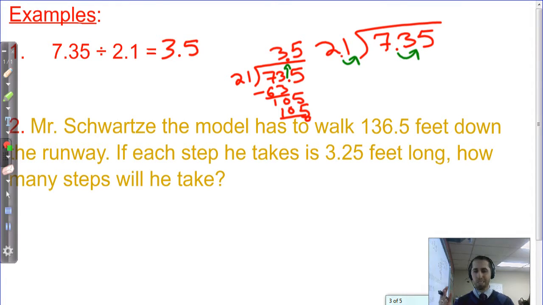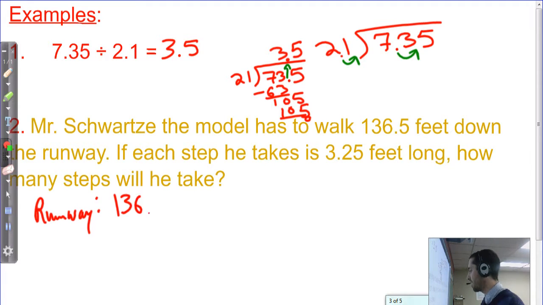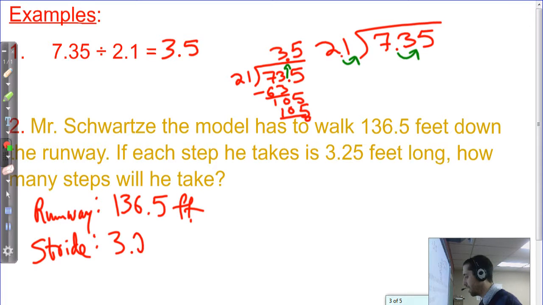We're trying to take this total distance and split it into chunks, each step, so this is division. The notes I would take for this that I think you should take are runway is 136 and 5/10 feet, and stride or step would be 3 and 25/100 feet. Sorry. How many strides?